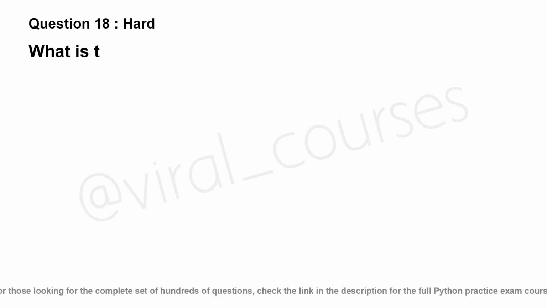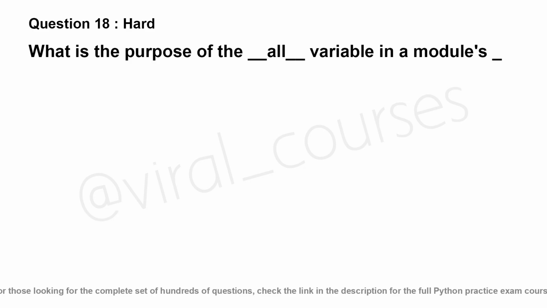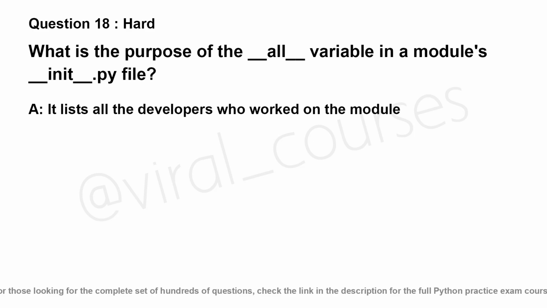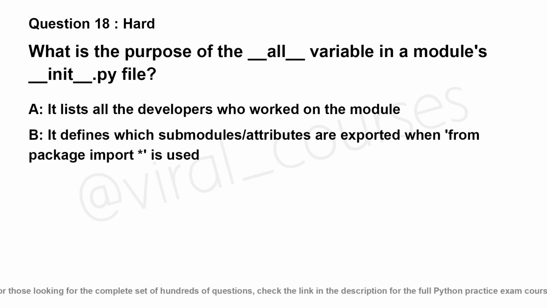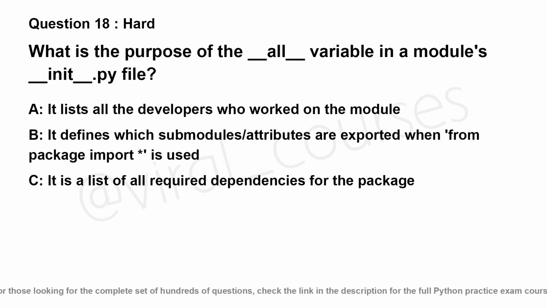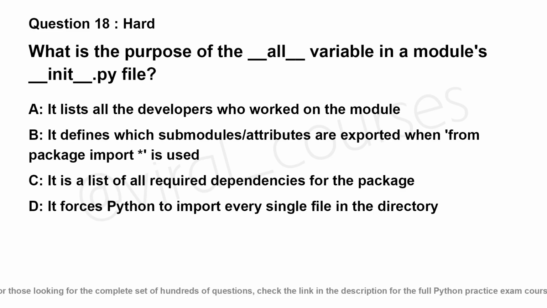What is the purpose of the __all__ variable in a module's __init__.py file? Option A. It lists all the developers who worked on the module. Option B. It defines which submodules and attributes are exported when from package import * is used. Option C. It is a list of all required dependencies for the package. Option D. It forces Python to import every single file in the directory.